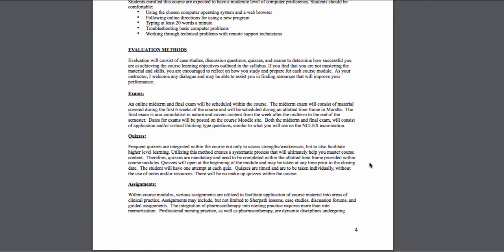Typically I'll leave it open for the day because I do understand a lot of you work, so I try to be flexible with that as well. And as we get closer to the midterm, obviously, I'll give you some more information about that.